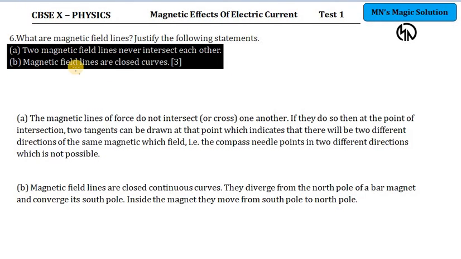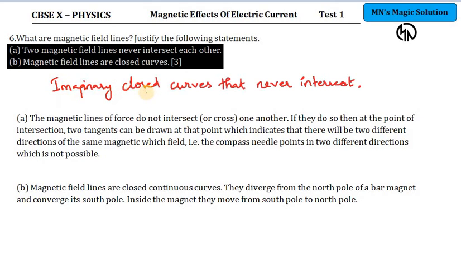Question number 6. What are magnetic field lines? So what are magnetic field lines? They are imaginary lines. Correct? They are imaginary closed curves that never intersect each other. So these two statements are already given here, and the same thing is applicable for magnetic field lines. Apart from this, the concept of magnetic field lines is imaginary closed curves that never intersect.